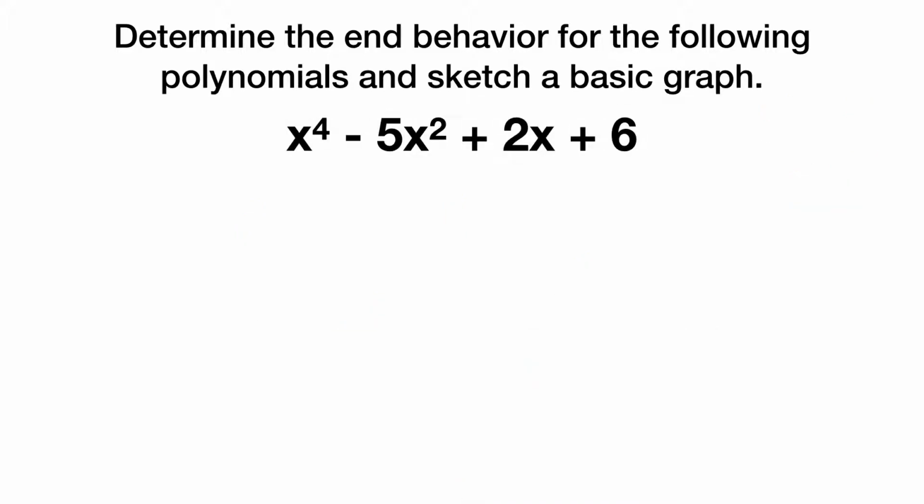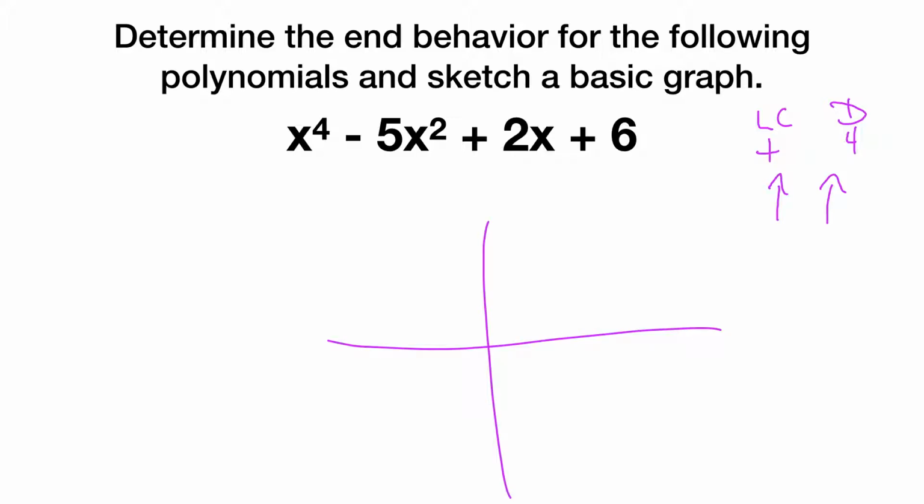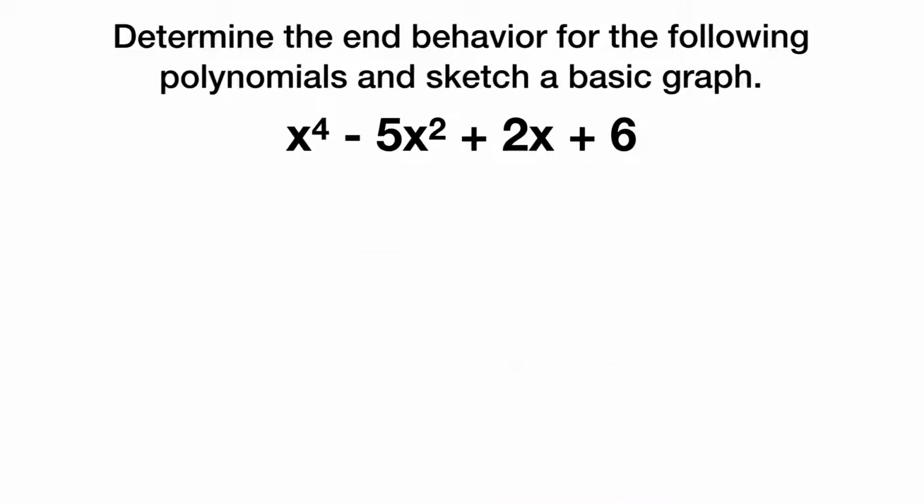All right, let's try this one. In this case, the leading coefficient is positive, meaning going up, but the degree is 4, meaning it also goes up on the left. When I graph, I need to have 3 bumps, so 1, 2, 3, there we are.